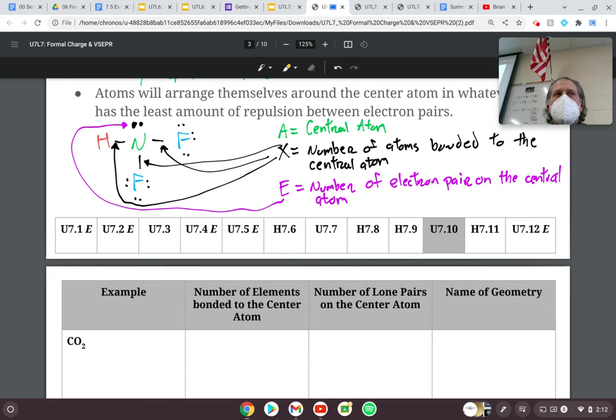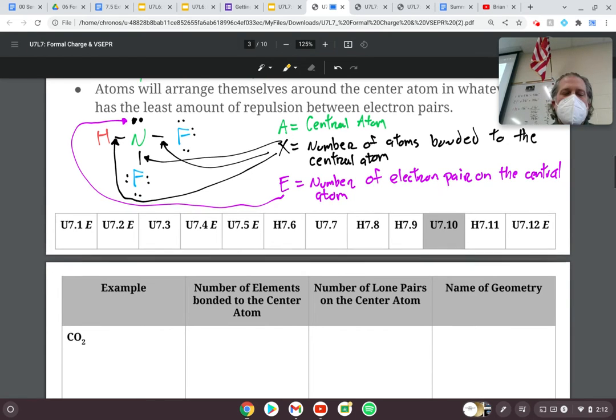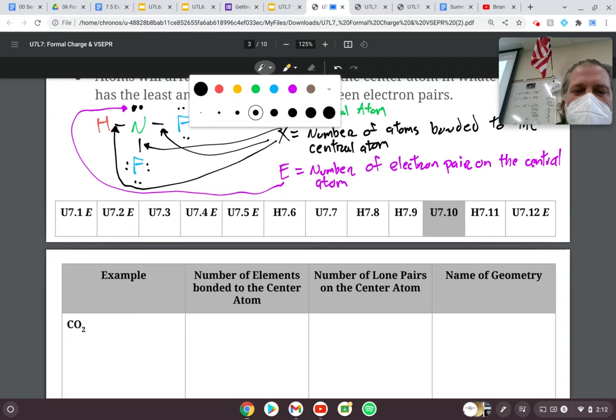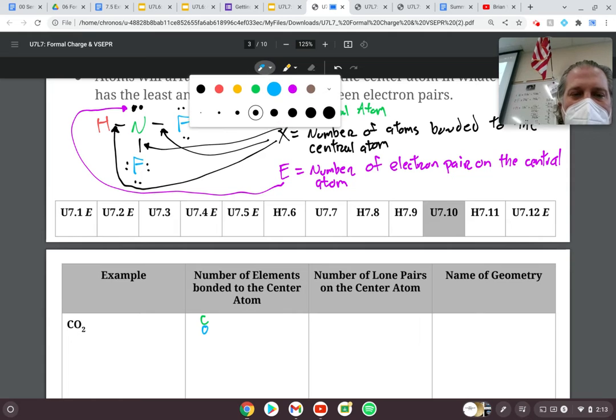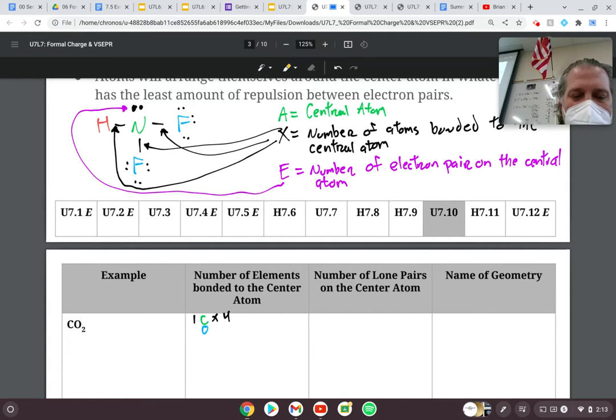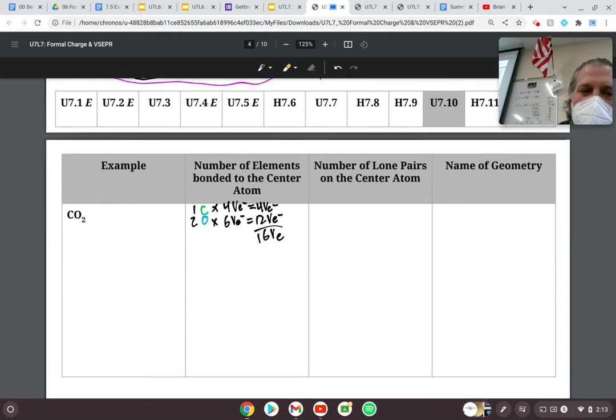The first shape that we're going to talk about, we're going to use CO2 as our example, which happens to be carbon dioxide. And so if we do things the way we've always been doing them, we would see that there is a carbon atom and there is an oxygen atom, and we know that there is one carbon times 4 valence electrons, and there are 2 oxygen atoms times 6 valence electrons. So that's 12 valence electrons. We add that up. That's 16 valence electrons.